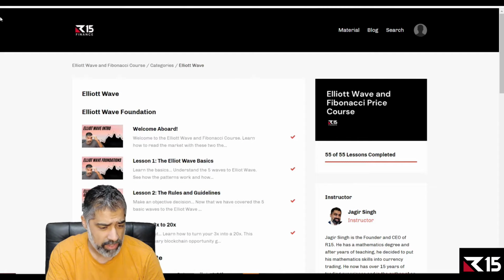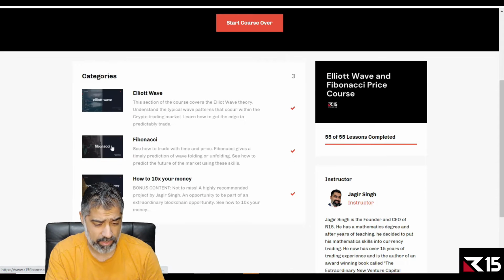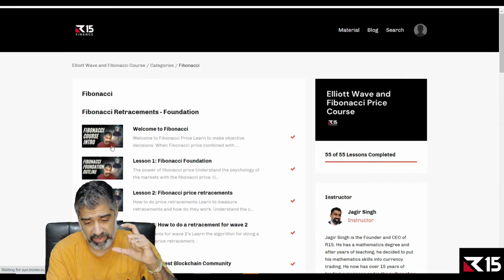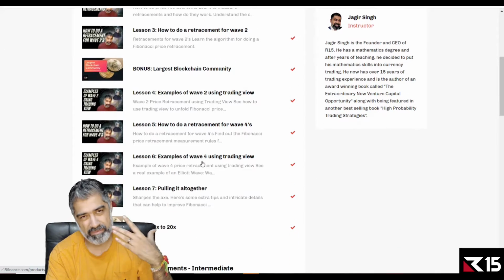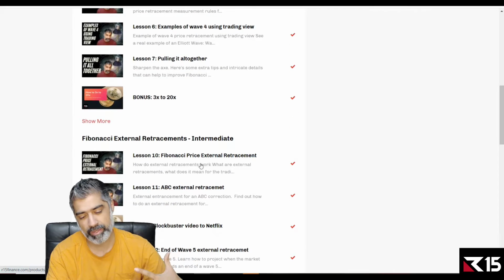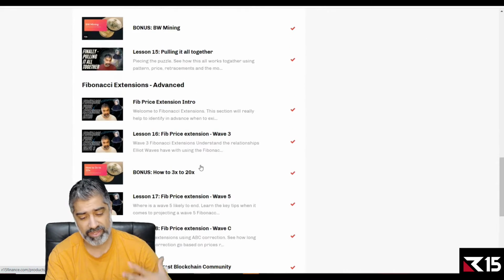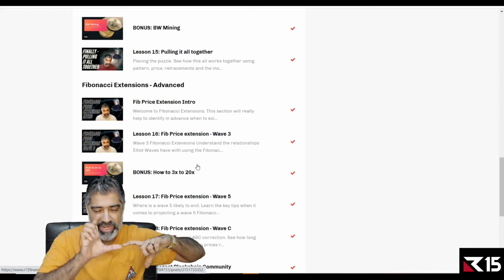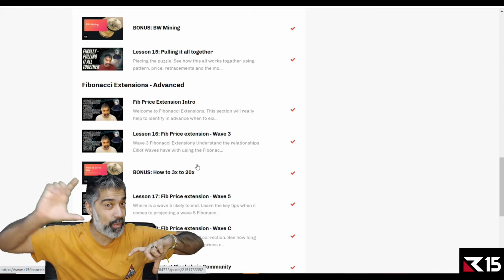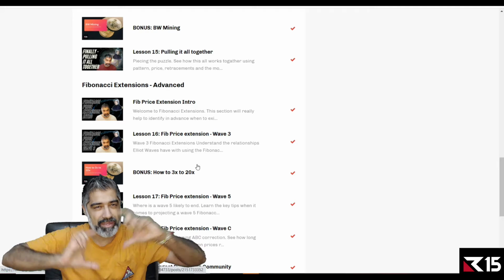And then we've got the Fibonacci. We've broken it down into foundation, intermediate, and advanced. Foundation means just the basic retracements. Intermediate meaning external retracements, which I talk about a lot in my videos. And then the advanced is more the extensions, the relationship between a wave 1 and a wave 3, and a wave 3 and a wave 1 to a wave 5, and how they have dynamic relationships.